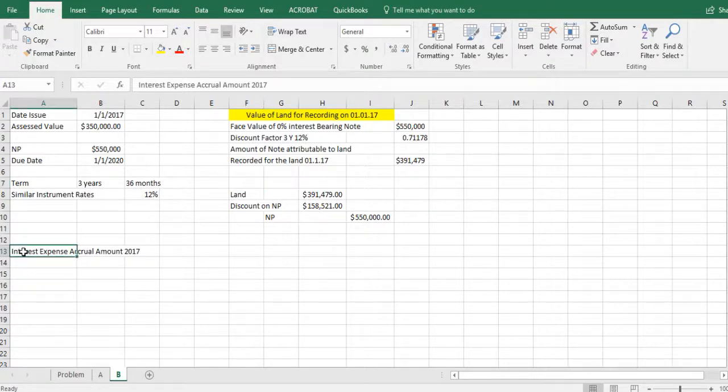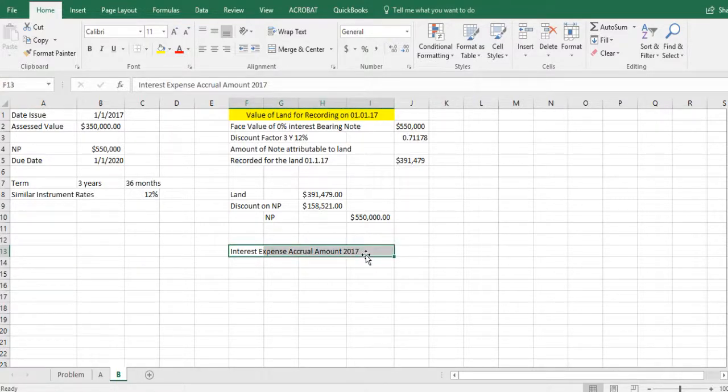Now we're looking to do our interest expense accrual amount for 2017. We've gone through an entire fiscal year. We will not be paying this until this loan matures in 2020, but we receive the benefit of the funds for a year. Therefore, we need to recognize that interest for this year.